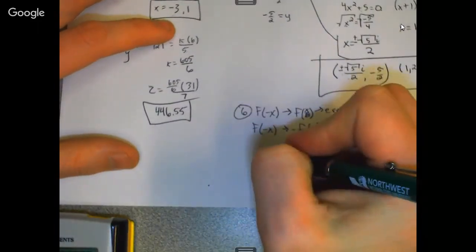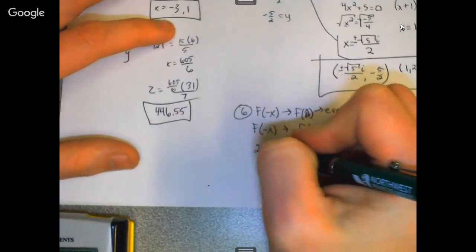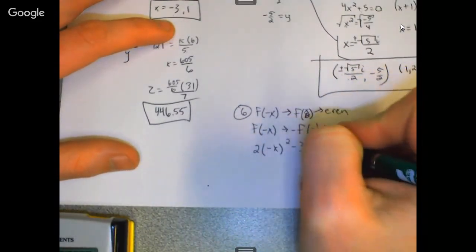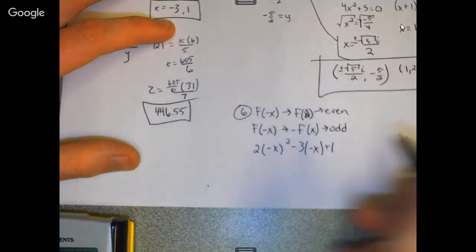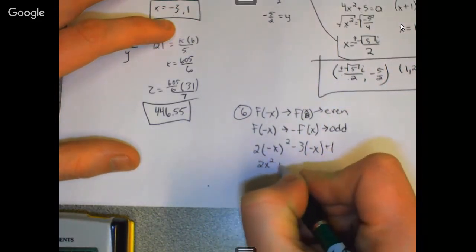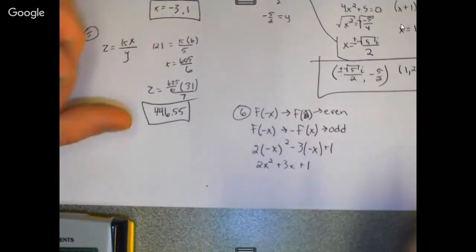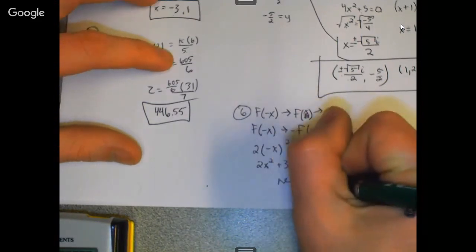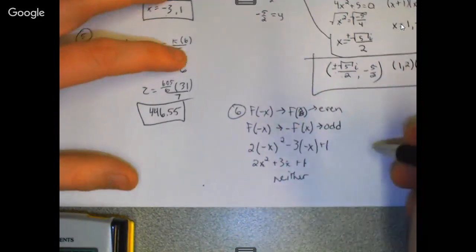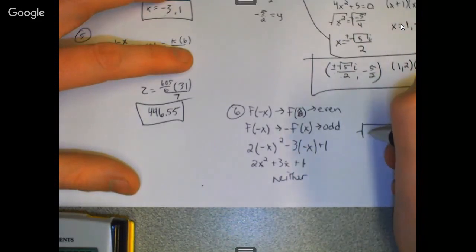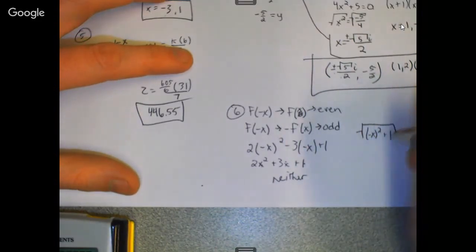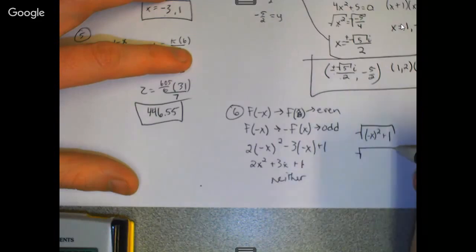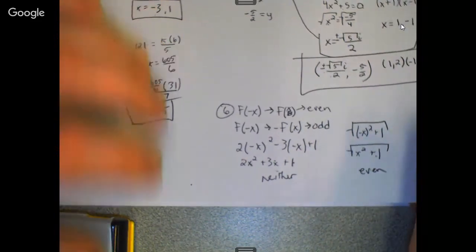So if we look at the first one, I'll plug in negative x. I'll reduce it, so this becomes 2x squared plus 3x plus 1. Okay, so that is neither all the opposite nor all the same, so this is neither. And if we look at the second one and reduce it, I get x squared plus 1. Now this is the exact same, thus that function would be even.